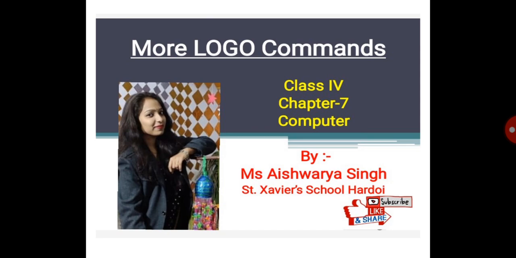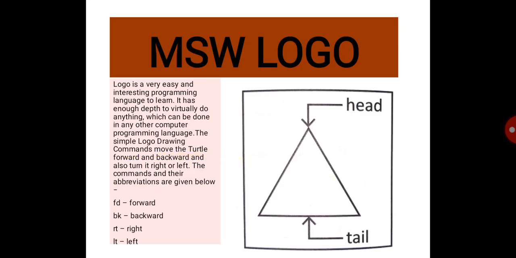So, we all have studied about MSW logo, means Microsoft Word logo. MSW logo is a version of logo used with MS Windows. Children, we all know that we use a turtle to do all the tasks. The turtle looks like a little triangle in the middle of the screen. It has two parts, head and tail. So children, the head of the turtle shows us in which direction it is facing. When the turtle moves, a line is drawn behind it.